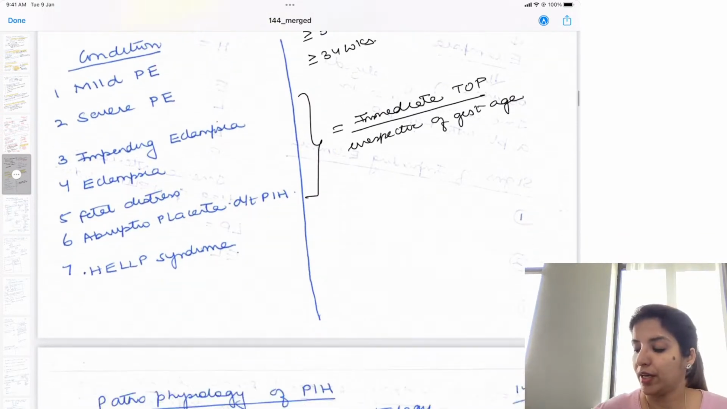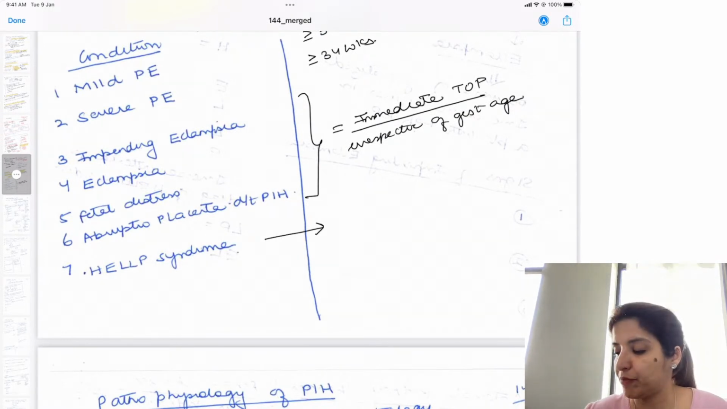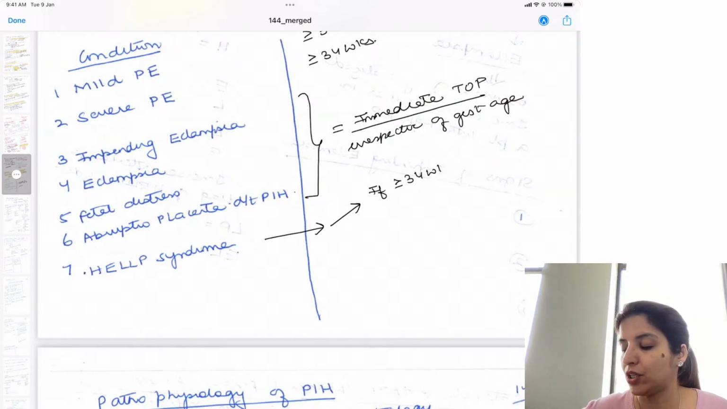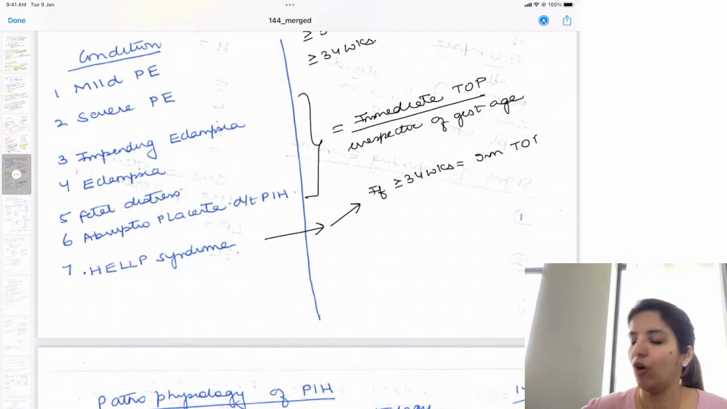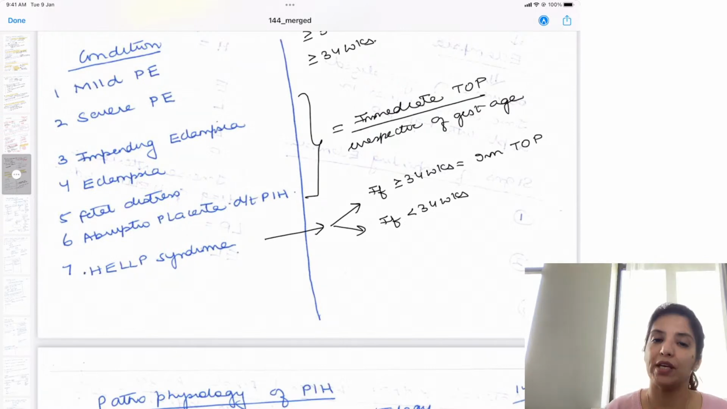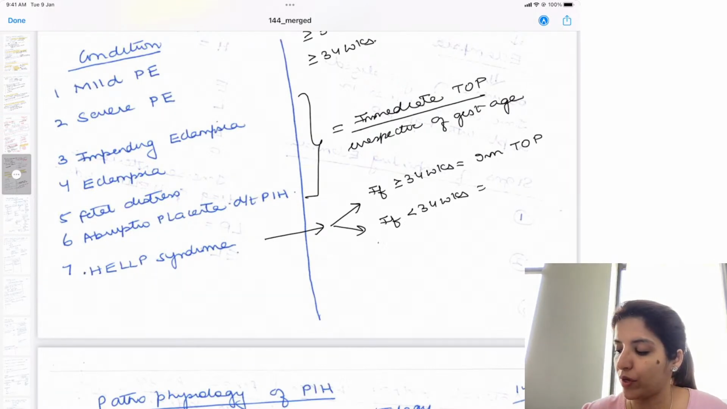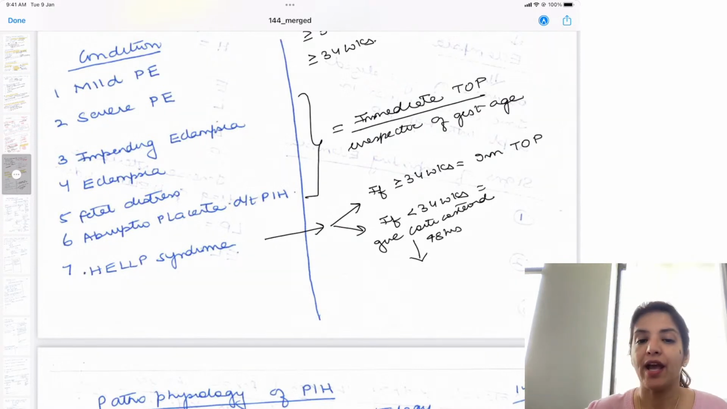Right? Now, if your patient has developed HELLP syndrome, if gestational age is more than or equal to 34 weeks, you will do immediate termination of pregnancy. But if gestational age is less than 34 weeks, in that case you are going to give corticosteroid. You are going to wait for 48 hours, and after 48 hours you are going to deliver.